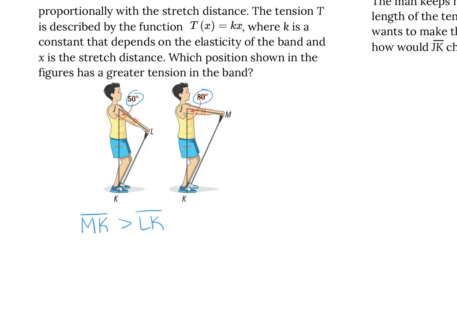Okay, we've got our function T(X) = KX. I want to isolate this for X, so I want to get rid of this K by dividing. So I'm left with T(X) divided by K equals X. So I've isolated X.